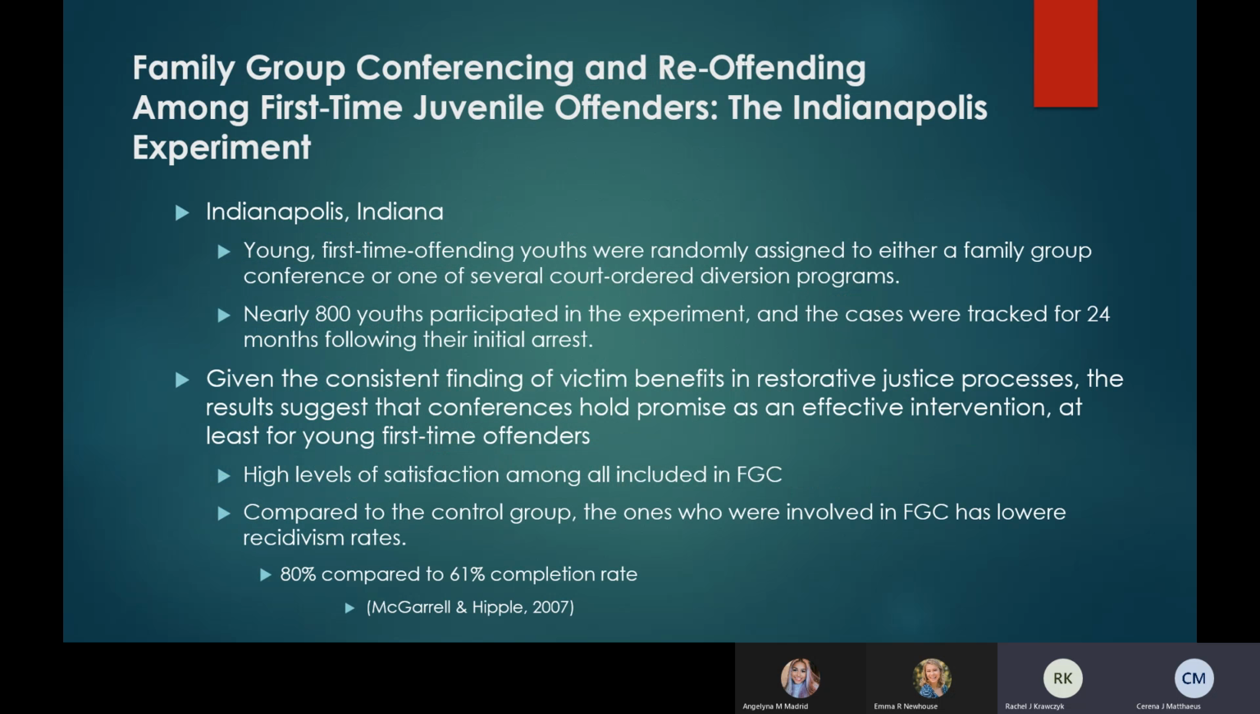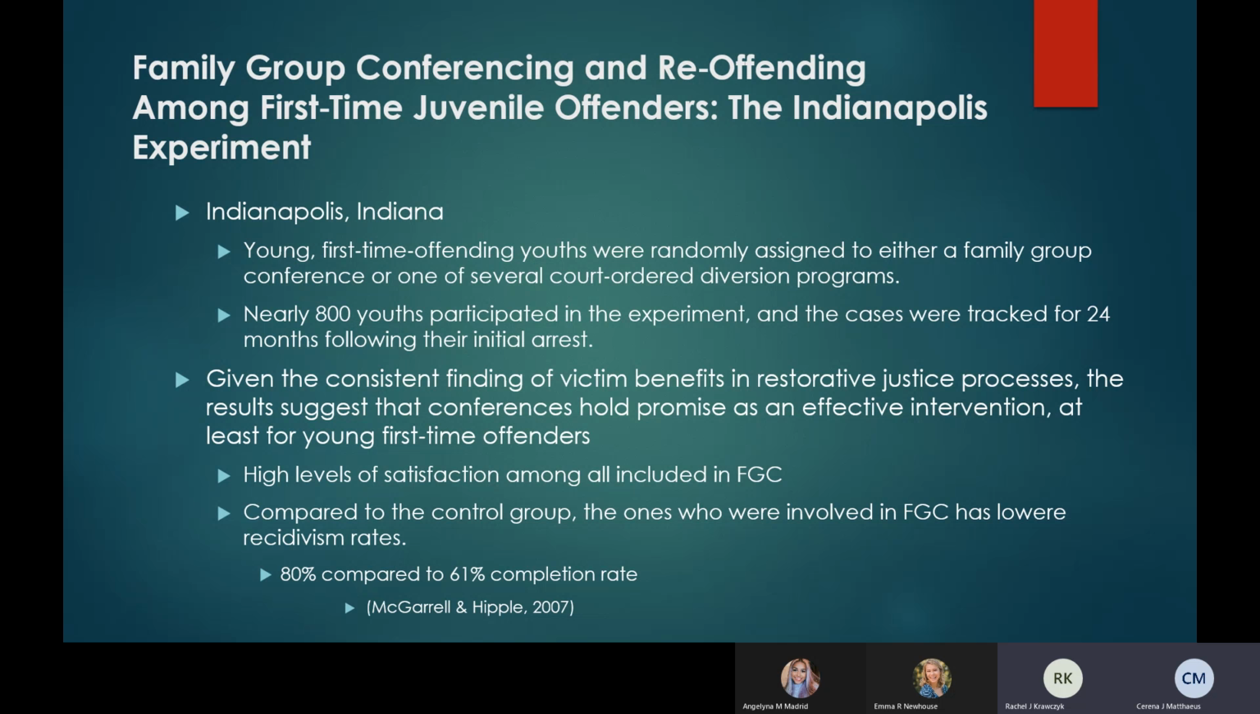So the first source is Family Group Conferencing and Reoffending Among First-Time Juvenile Offenders: The Indianapolis Experiment. So this was performed in Indiana. Young first-time offender youths were randomly assigned to either a group family conference or one of several court-ordered diversion programs. Nearly 800 youths participated in the experiments, and the cases were tracked for 24 months following their initial arrest.